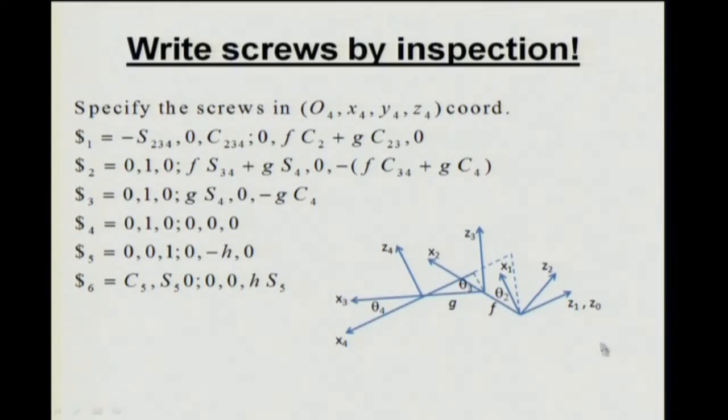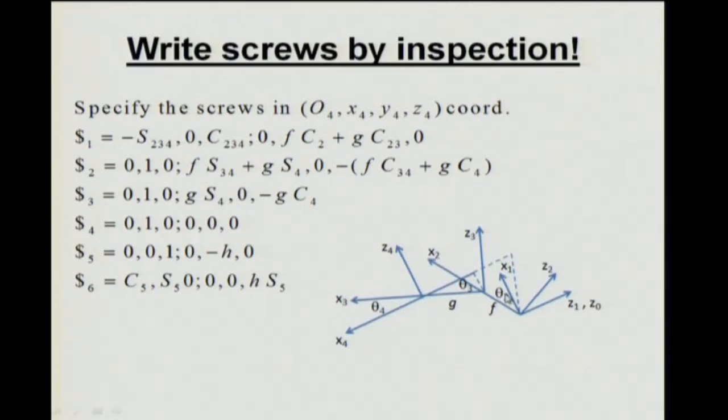Now finally we get to this term. We are asking for components of Z1, you can show that there is minus S234 and C234. So I am asking for components of this about X4 and Z4. This is bent from this axis by theta 4 plus theta 3 plus theta 2.